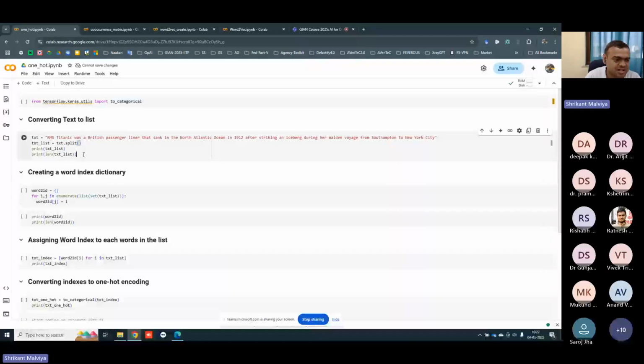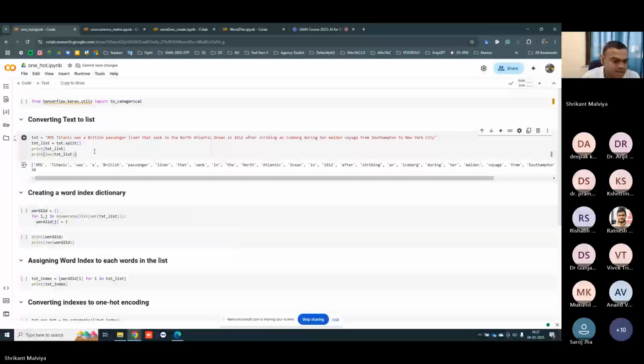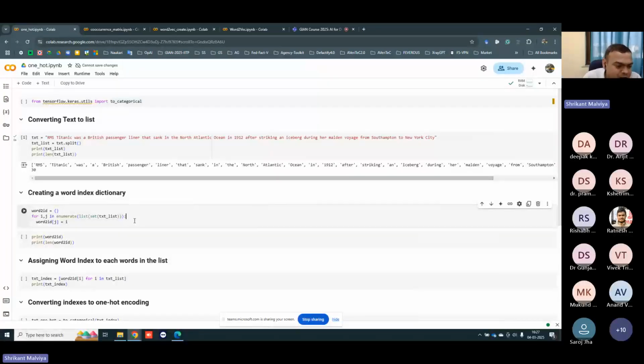So let's execute and see the output. Yeah, so this is how it looks. After splitting this string, we got this sequence of words: RMS, Titanic, was, a, British, passenger, liner, and so on. And then what we have to do is create indexing. Indexing is nothing but finding out the ID of a particular word. So we will create a dictionary where the key would be the word, and the number or ID associated with that word will be the value in that dictionary.